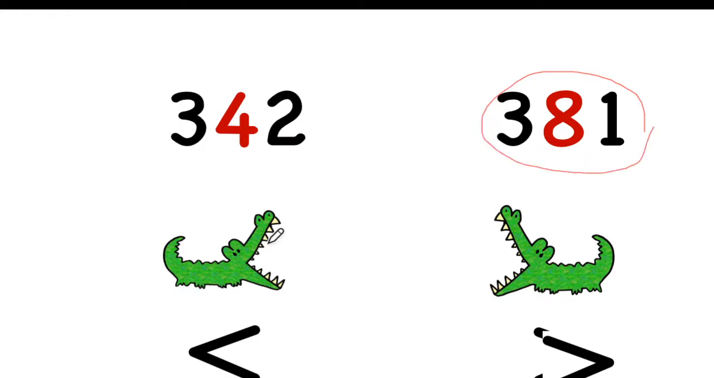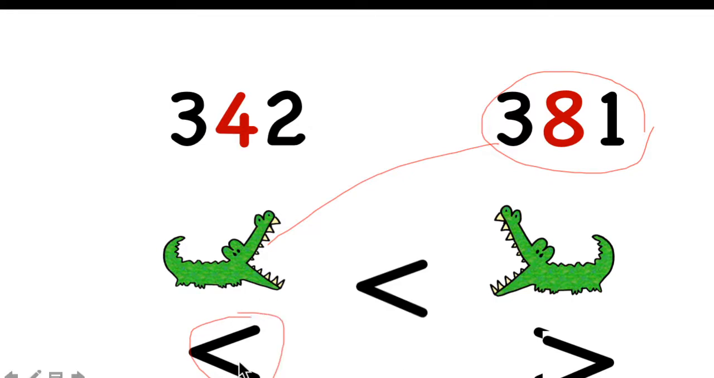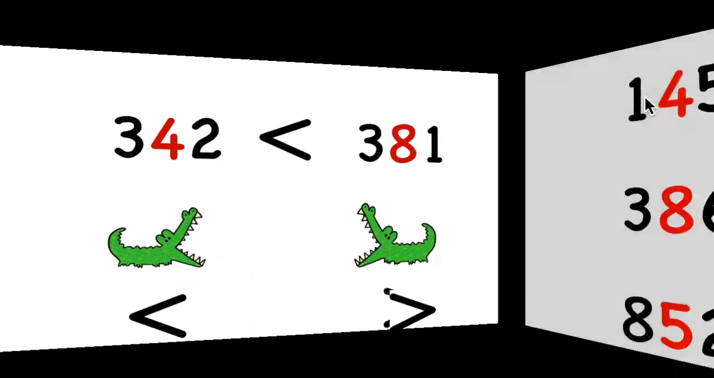This crocodile will come and eat it. We will use this sign. And how do we read this sign? Less than. 342 is less than 381.